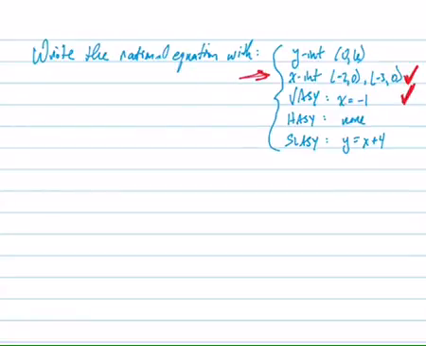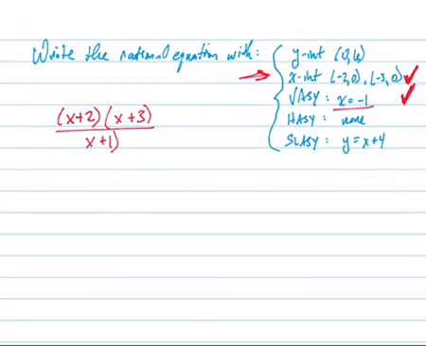So since -2 is an x-intercept, I know x plus 2 is a factor. And since -3 is an x-intercept, I know x plus 3 is a factor. And the vertical asymptote, being -1, tells me that x plus 1 is a factor of the denominator.